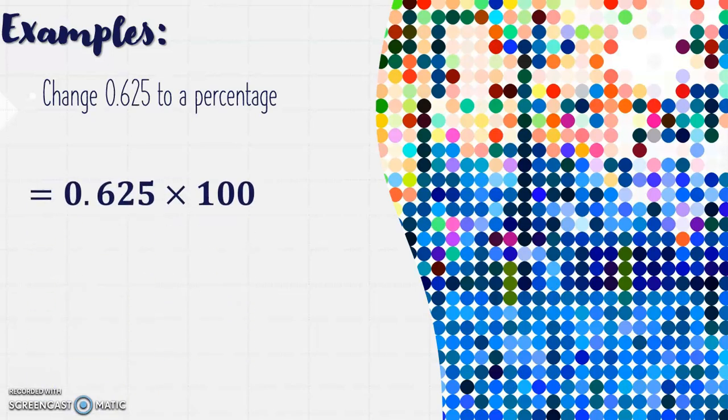Our last example is to change 0.625 to a percentage. So to change our decimal to a percentage, we multiply by 100 and we move our decimal point 2 places to the right, so it's now behind the 2. So our answer is 62.5%.